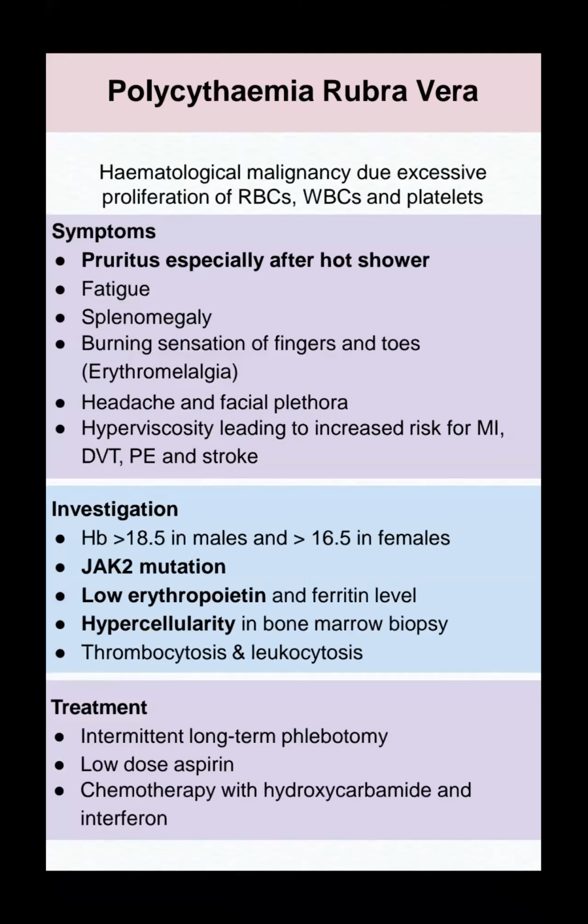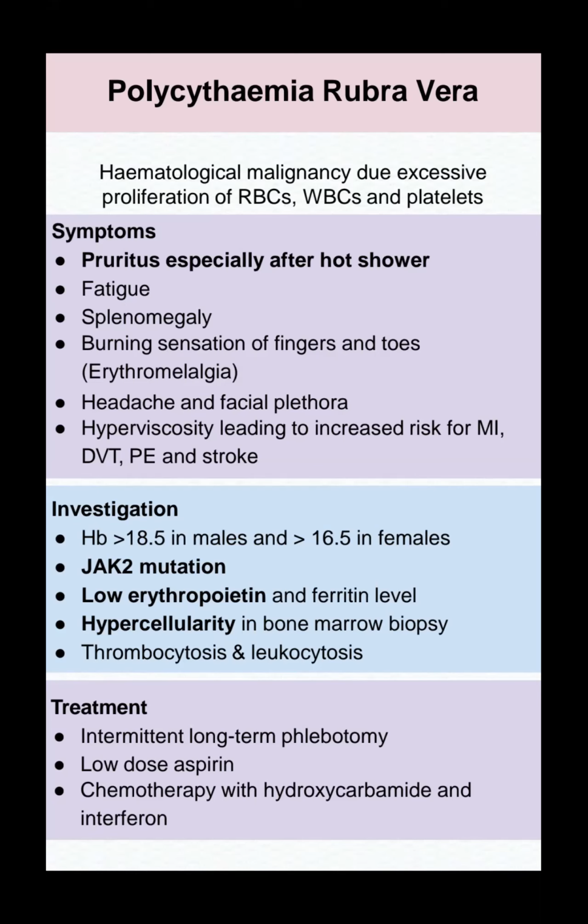Polycythemia rubra vera is very important for the exam. A patient presents to your hospital with pruritus after bathing, fatigue, splenomegaly, burning sensation, headache, and the investigation shows JAK2 mutation, low erythropoietin, and hypercellularity. Management will be intermittent phlebotomy. Very important: they ask the presentation, what is the diagnosis? So the diagnosis is polycythemia rubra vera.